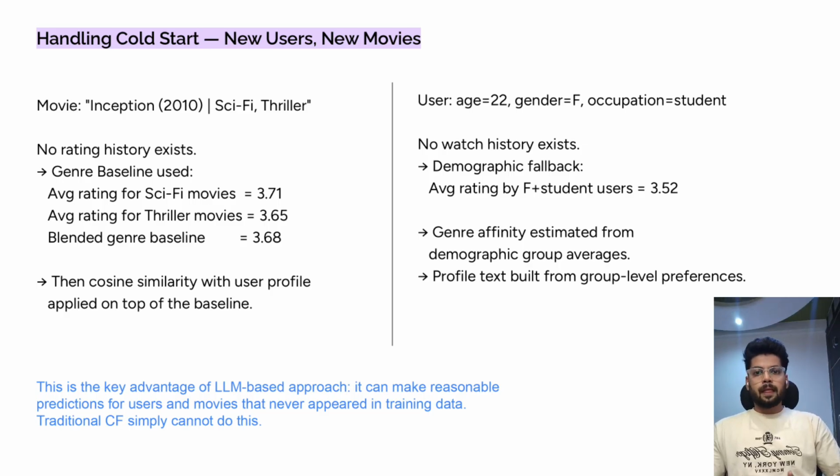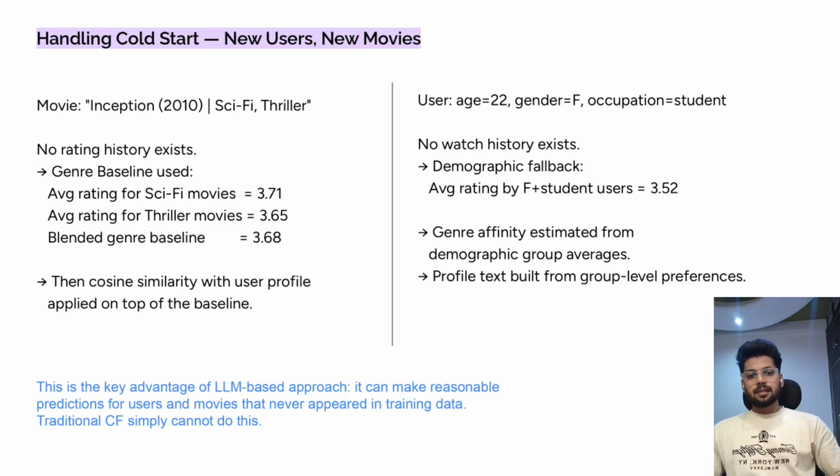We look at the average rating for each genre in the training paradigm, blend those averages and use that as a prior, and then we still apply the cosine similarity on top of it to personalize it. And also for a new user with no history, we use a demographic fallback. We look at the average rating from users having the same occupation, age, and gender, and estimate their genre preferences and build a profile on that.